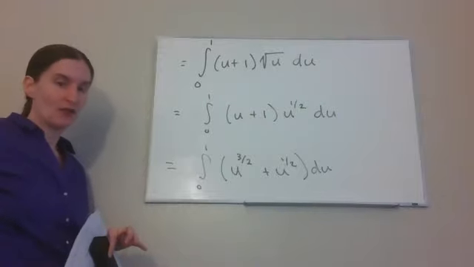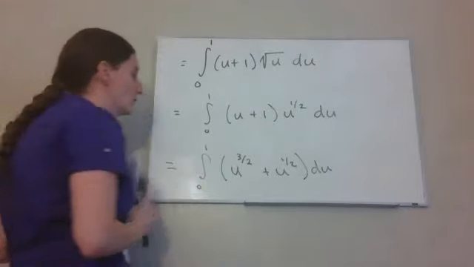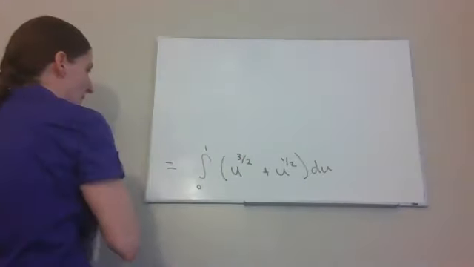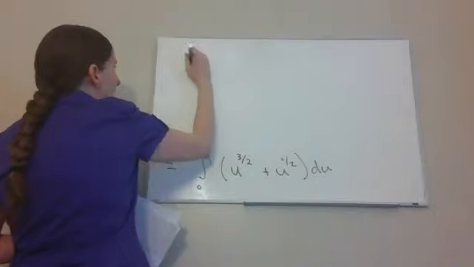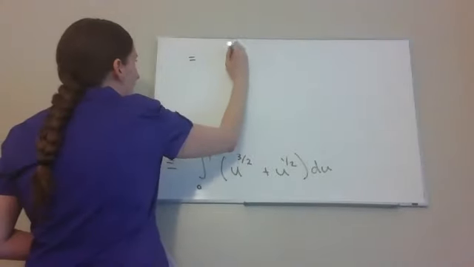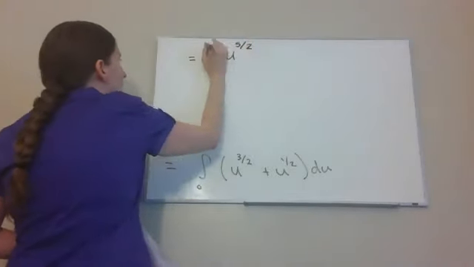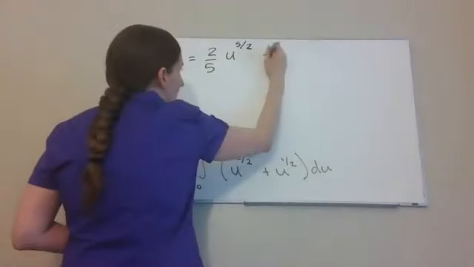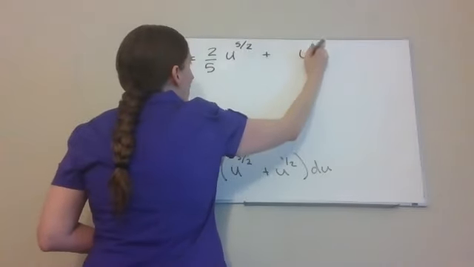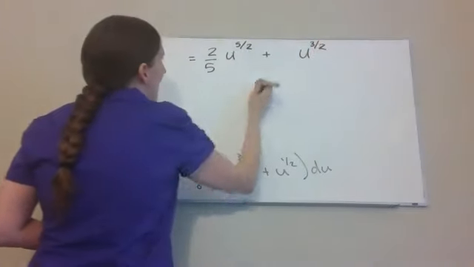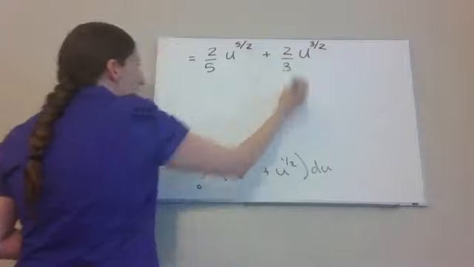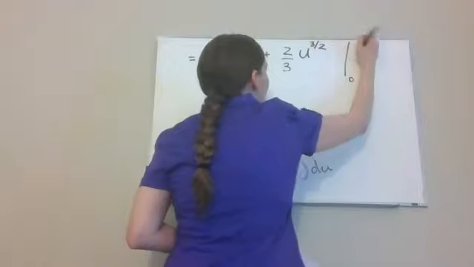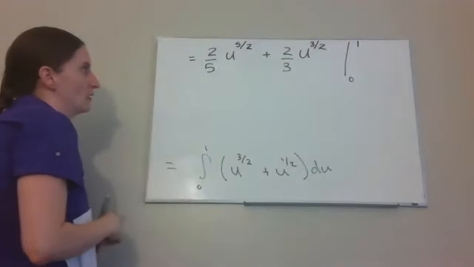So to find the antiderivative, that's all just the power rule. Add 1 to the exponent, divide by the new exponent. So when I add 1 to the exponent for the u to the 3/2, I get u to the 5/2. Dividing by 5/2 is the same as multiplying by 2/5. For u to the 1/2, I add 1 to the exponent to get 3/2. Divide by the new exponent is multiplying by 2/3. And then I'm going to plug in my values, 1 and 0.